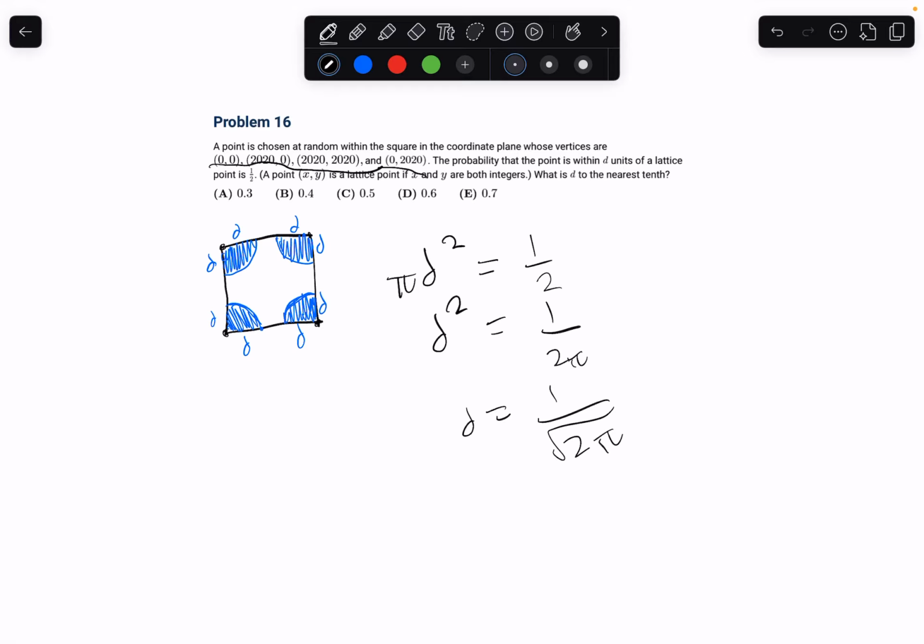And they want us to approximate this value to one of these. So we can approximate pi to 3. Since pi is 3.14, we can approximate it to 3. So d will be about 1 over the square root of 6. And if you do some calculations, this comes to be about 2/5. So d is about 0.4, giving us an answer choice of B.